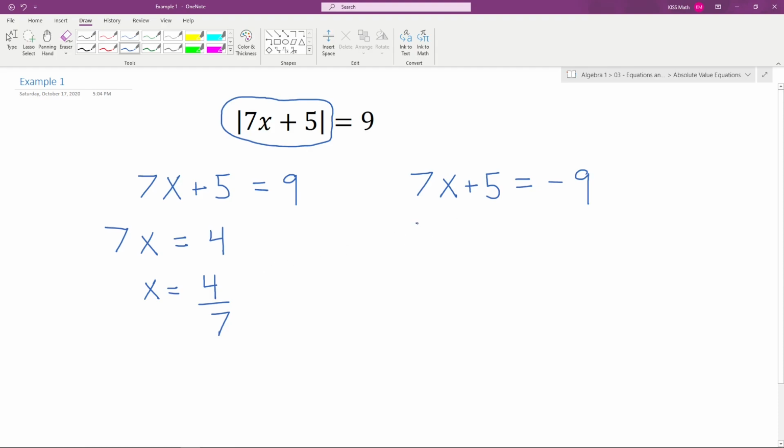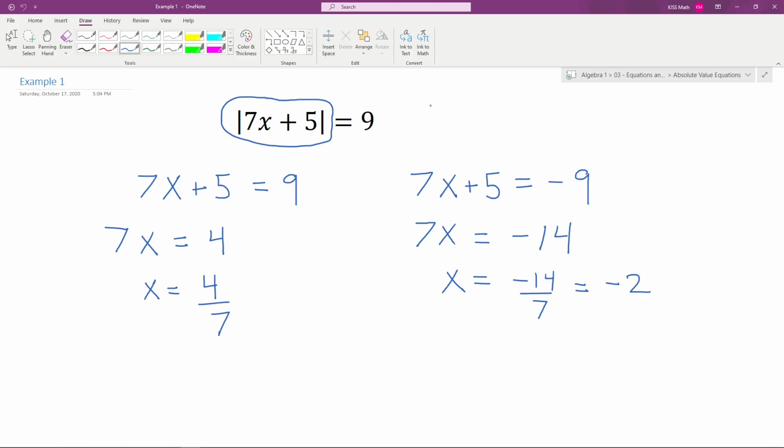On this side, we have 7x equals, and if I move the 5 over, this will become negative 14. And then x equals negative 14 over 7, which is just negative 2. So we have two potential solutions here.